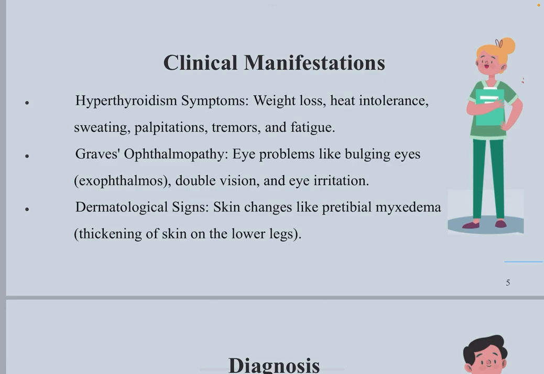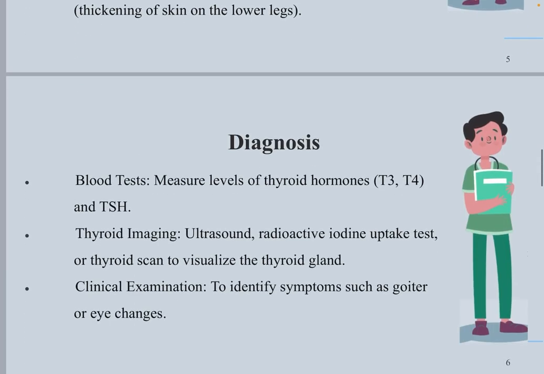Now, clinical manifestations that we have are basically hyperthyroidism symptoms because of excessive thyroid hormone. So we have weight loss, heat intolerance, sweating, palpitations, tremors, and fatigue. We also have the eye problems, which are included under Graves' ophthalmopathy. Eye problems like bulging eyes, exophthalmos, double vision, and eye irritation. The dermatological signs that we see are basically skin changes like pretibial myxedema, which is the thickening of the skin on the lower leg.